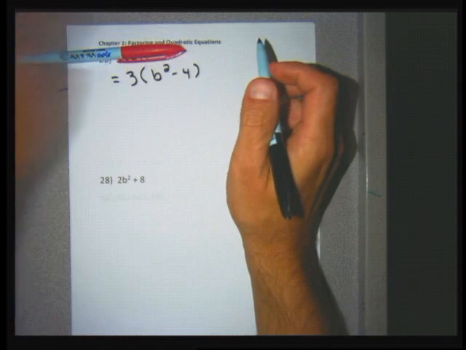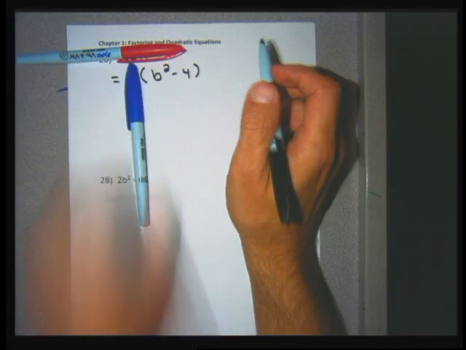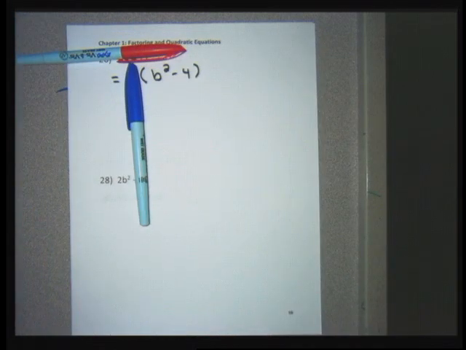After I pull out my common factor, I look at what's left inside the parentheses and decide if that can be factored more. If it can be factored more, I factor it more. If it can't be factored more, I stop and say what I've written is my answer.